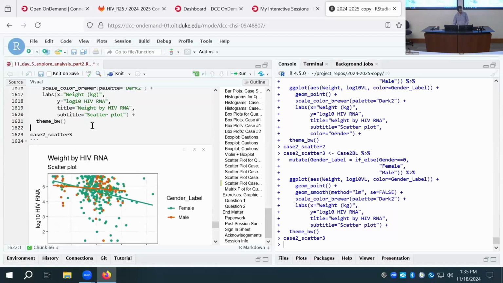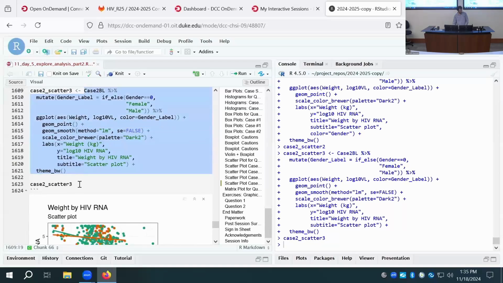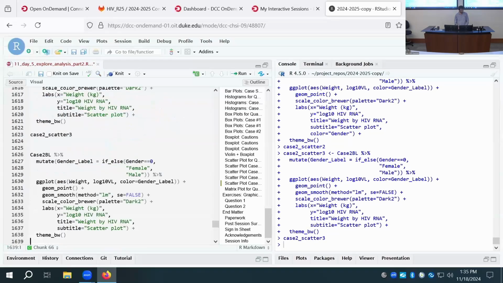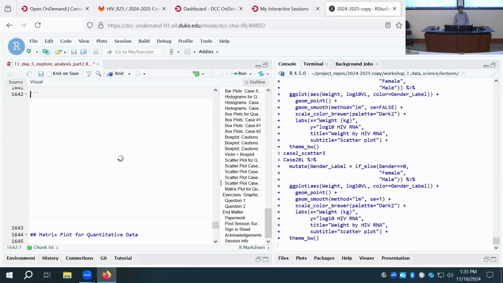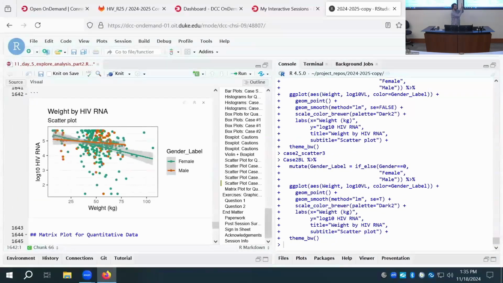If we had put standard error equal to true here, it would put some little confidence intervals around it, like, this is what we think it would maybe be. But we'll talk more about confidence intervals later on in this session. Okay.